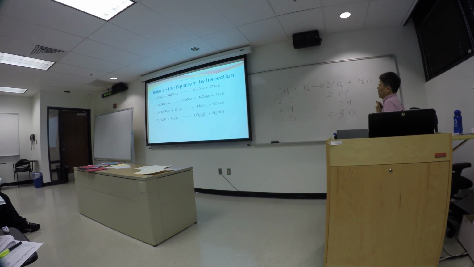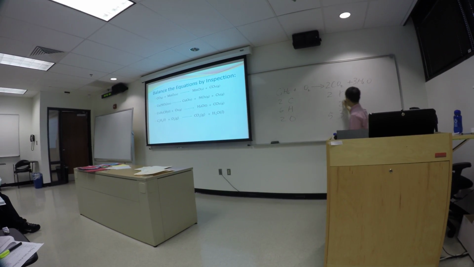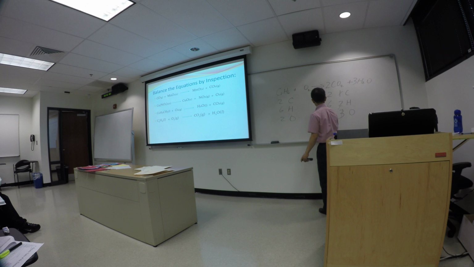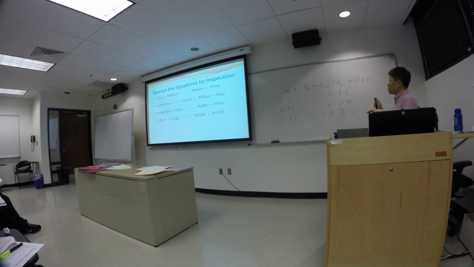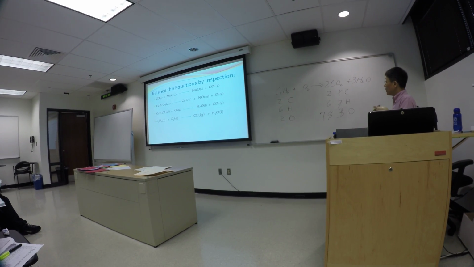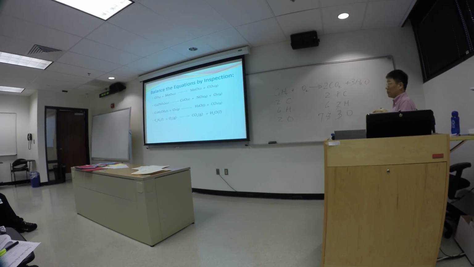We got 6 hydrogens on the left. We got 2 on the right. We're going to put a number in front of water to balance the hydrogen. 3. 6 hydrogen, oxygen, 7. Now you have 2 carbon on both sides, 6 hydrogen on both sides. So carbon and hydrogen are balanced. You got 2 oxygen on the left. You got 7 oxygen on the right.